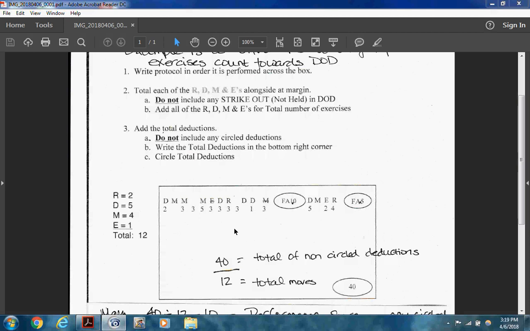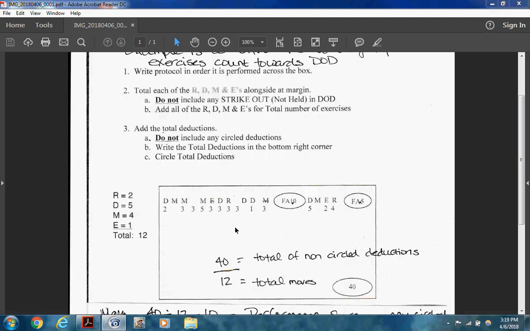E3, put a line through the E. What that means is they did an exercise that wasn't easy, but they did not hold it the required 3 strides. So what happens is there is a deduction associated with it here, this 3, and then we put a line through the move because we're not going to count that move because it was not held. D3, R3, a 3 by itself.